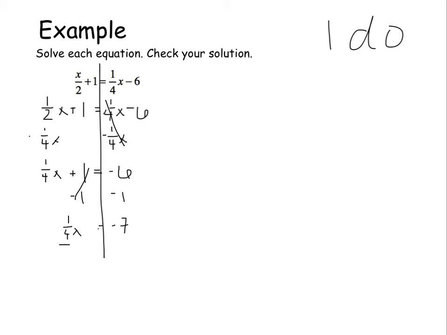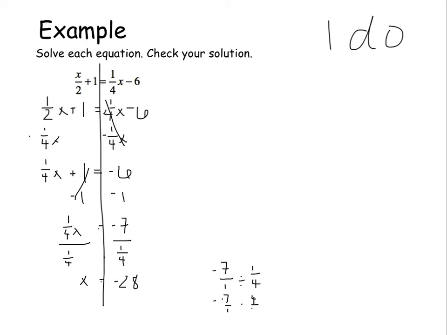Now I want to subtract this 1 from both sides, and I have 1/4 x equal negative 7. Now I want to divide by 1/4 on both sides, and x equals, do my scratch work off here, negative 7 over 1 divided by 1/4, keep, change, flip, and negative 7 times 4 is negative 28.